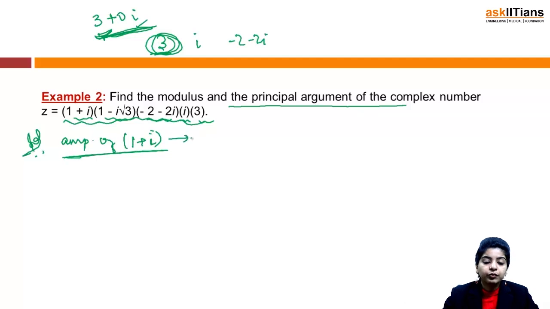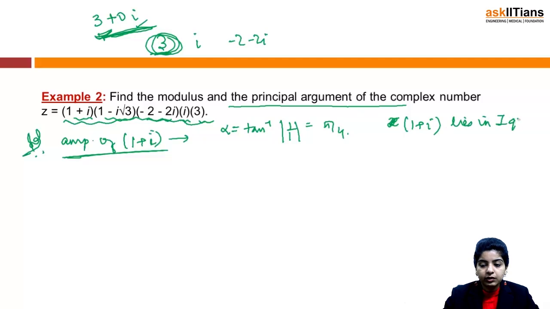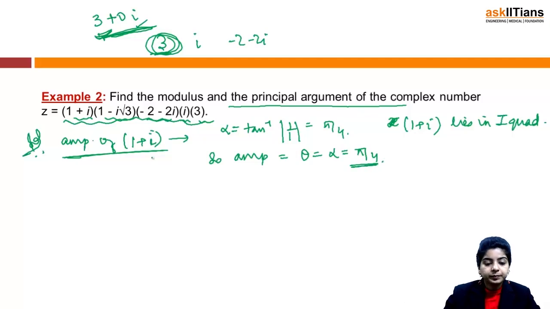Okay, so how do we find out? First step is to find alpha, which is tan inverse of modulus of b by modulus of a, which is tan inverse of mod b 1 by 1, which is pi by 4. Next, check in which quadrant the complex number lies. Now z, or you can write 1 plus i, lies in the first quadrant, obviously, because a and b both are positive. So amplitude theta is equal to alpha, which is pi by 4. So this is what I get.